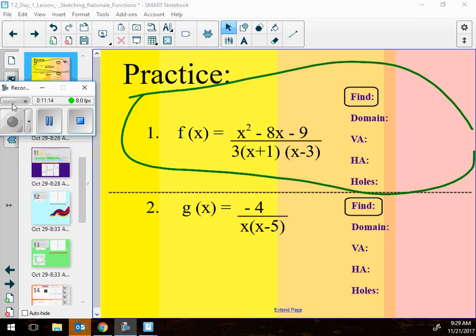Okay, let's see how you did. First of all, if you can factor it, you should. And so, did you factor it? Let's see who I'm calling on here. It's row 2, person 4.